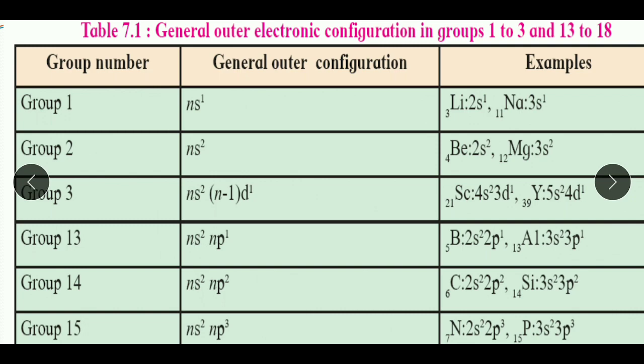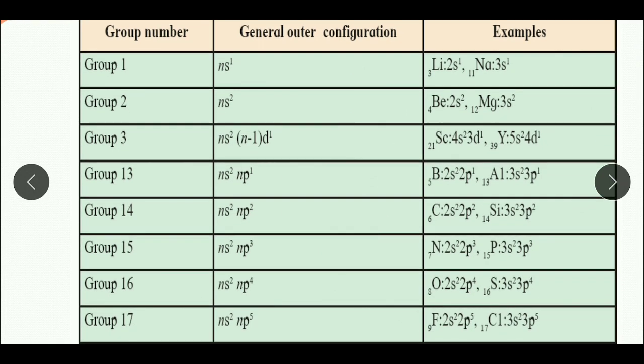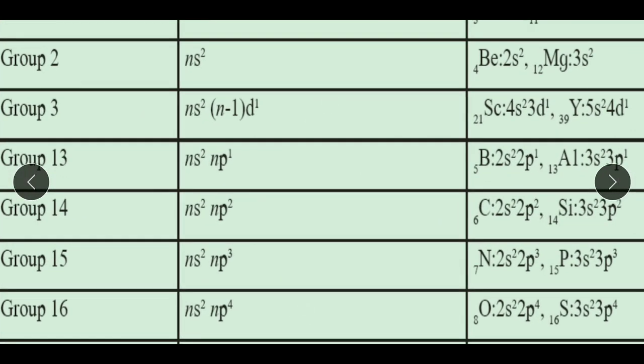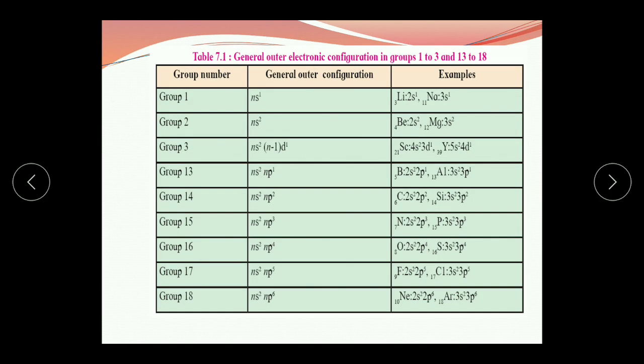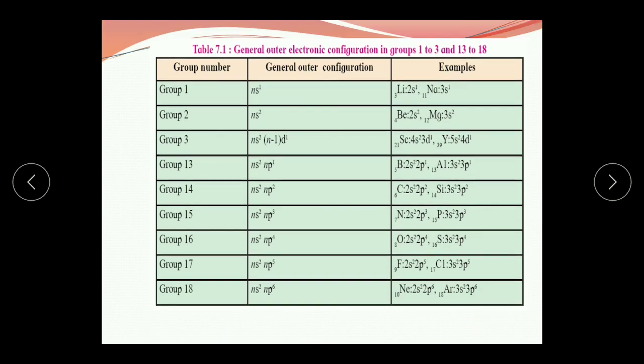Same with group 13: ns2 np1, ns2 np2, the p block starts at 13. So the p subshell will start filling up in the p block: np1, np2, np3, np4, and when we come to the 18th group, that will be ns2 np6, a complete octet. So this is all about electronic configuration in groups. Down the group, a new shell is added, hence the general outer electronic configuration is the same down any particular group. And hence we are going to see that they show almost similar chemical properties.